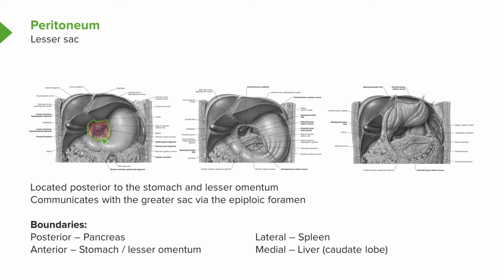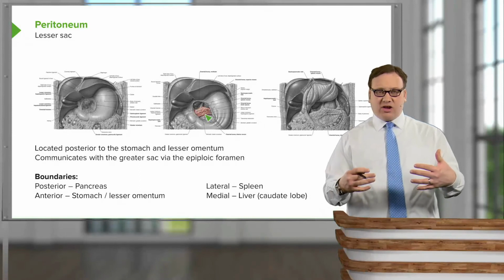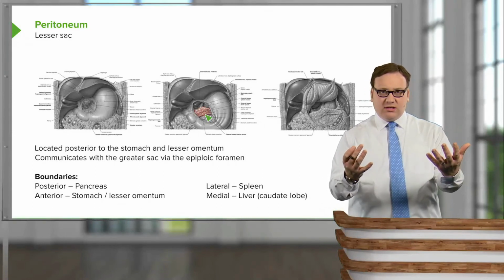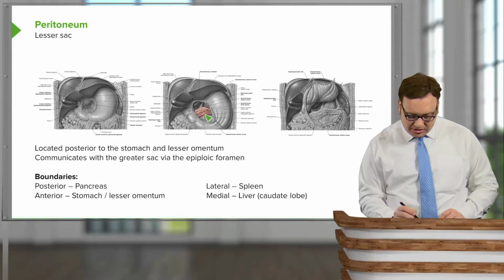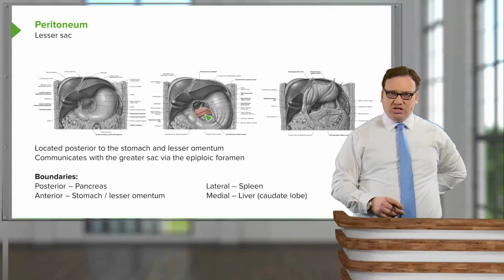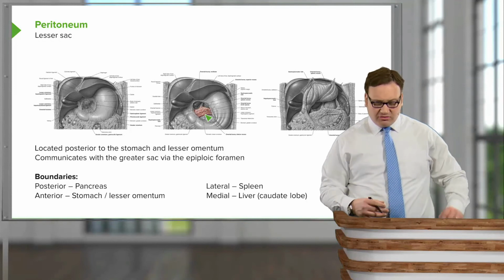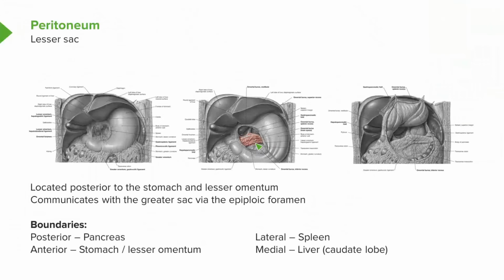If we were to look at the boundaries of the lesser sac, to do that we've opened up this lesser omentum here, and we can see posteriorly this organ, which is the pancreas. If you're standing on the pancreas and looking forwards, the anterior boundary is going to be the stomach and the lesser omentum. You've got the pancreas behind you and the stomach in front of you. So the anterior and posterior boundaries are those two.